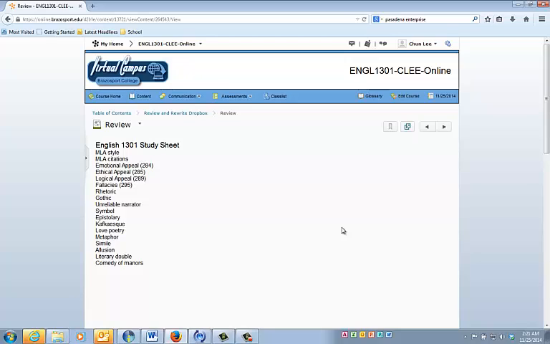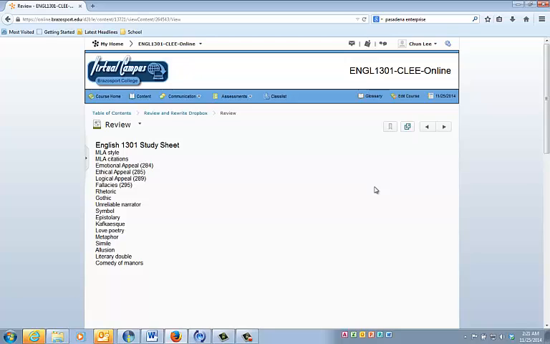Metaphor is comparing something without like or as, and simile is comparing something with like or as. Allusion is referencing something without actually using the main reference. So, referencing something that you don't call out by name. When I say "What's up, Doc?" you know that I mean Bugs Bunny.